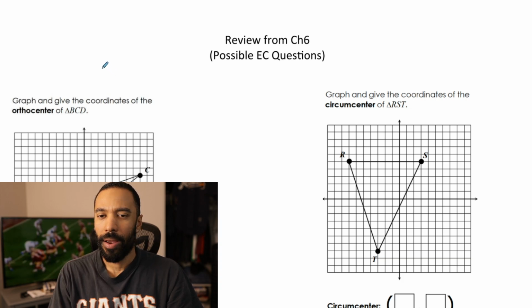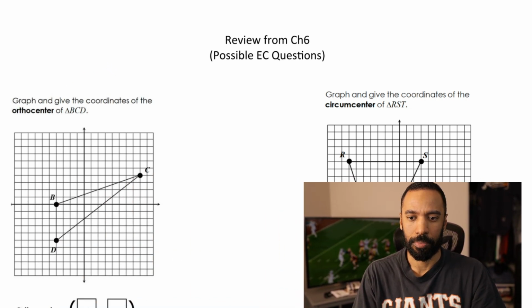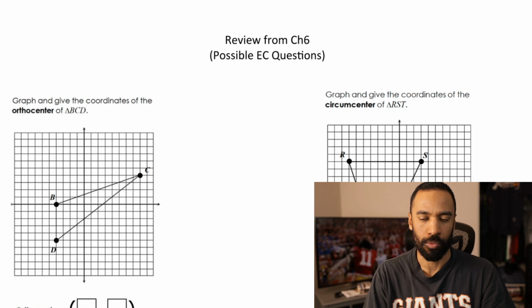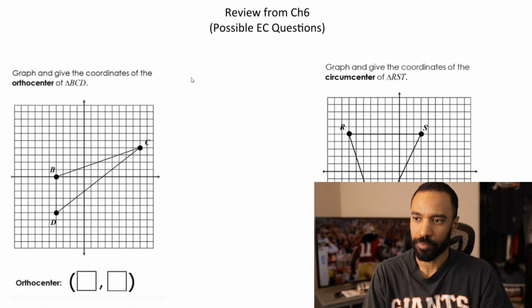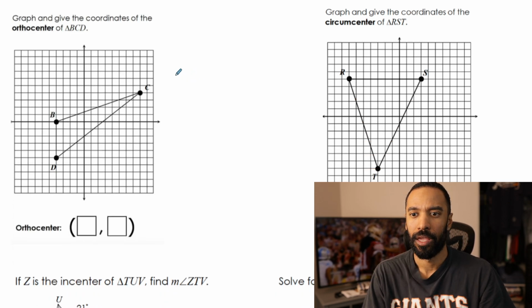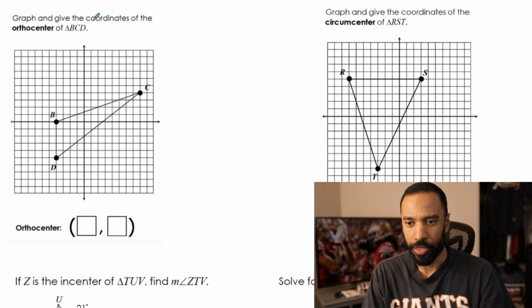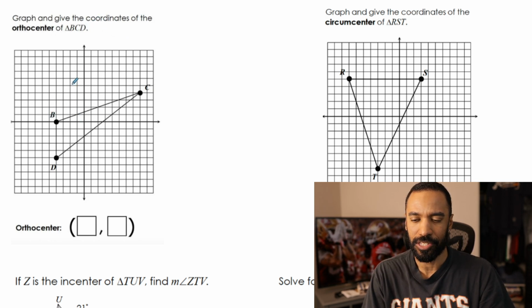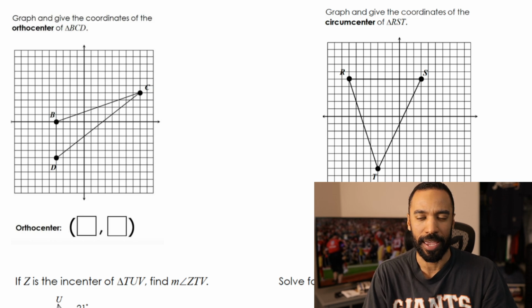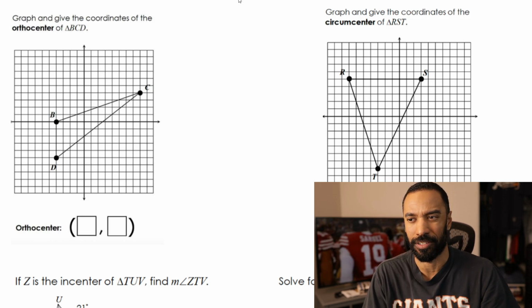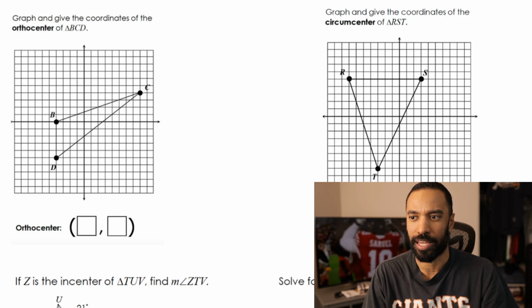Okay. All right, that is it for the main core problem set. You want to look at some Chapter 6 stuff. I'll go relatively quickly on these ones. Possible extra credit questions. Here we go. Graph and give the coordinates of the orthocenter of triangle BCD. Okay, an orthocenter is made by altitudes. I'm going to go fast on this stuff now that it's been taught.